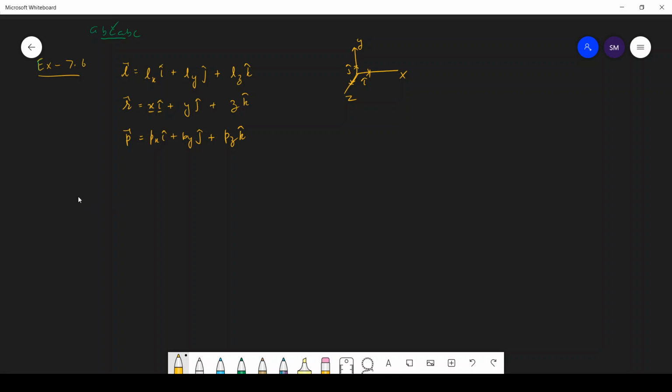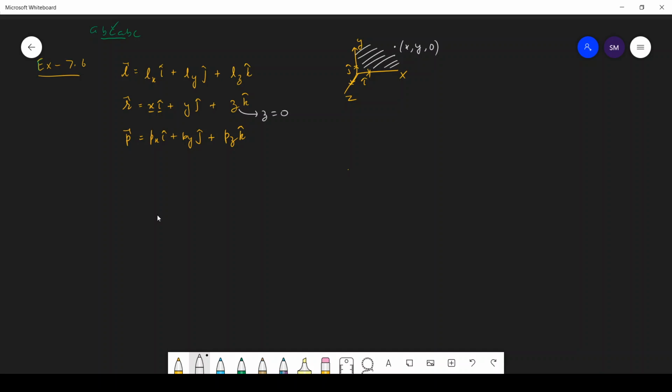Now, what we have to show is that if a particle moves only in the xy plane, so that's your xy plane, the particle is moving only in this plane. So what will the coordinates be? The coordinates will be x and y, and what will the z coordinate be? The z coordinate will be 0. So z equals 0 here. That's the first thing we need to notice.